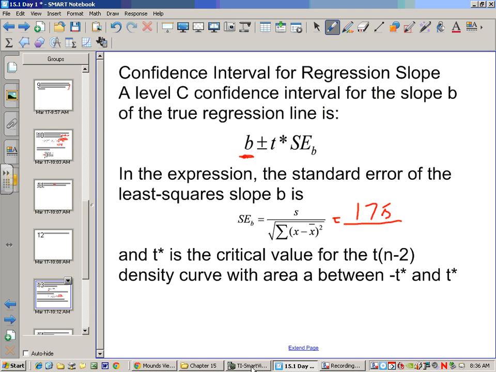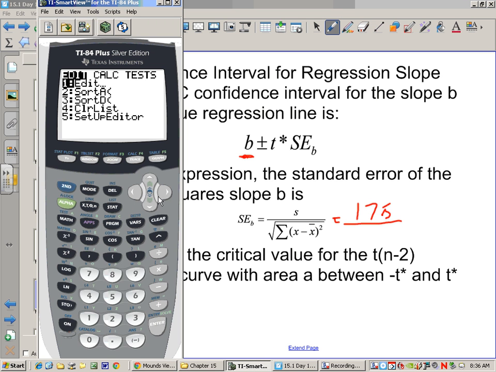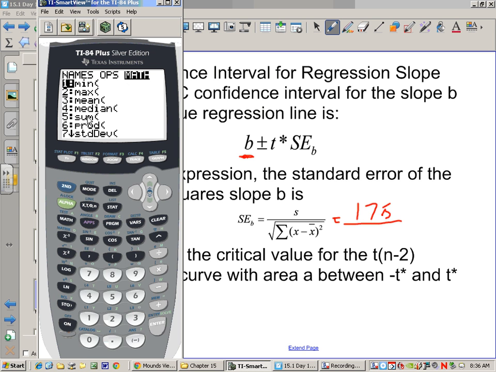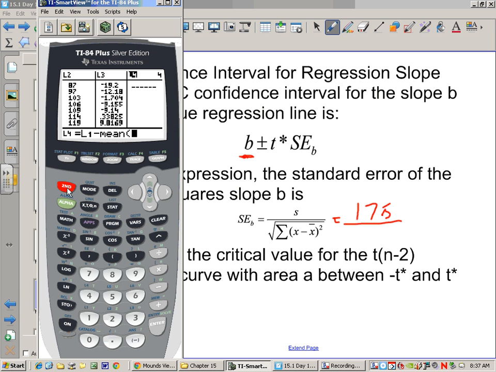Now to find this value, what we have to do is go into our lists again, edit, go over to L4, and what this says is x minus its mean. So that's L1 minus the mean of L1, which I can get by hitting second stat, go over to math, and the mean is number 3. So I'm doing L1 minus the mean of L1. When I do that, I have a whole list of those values.